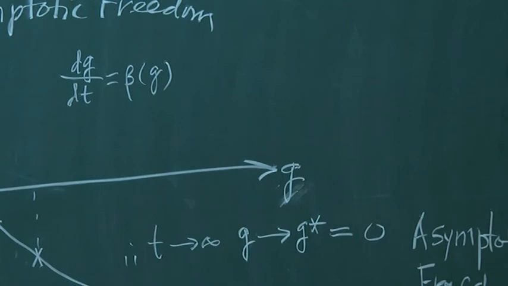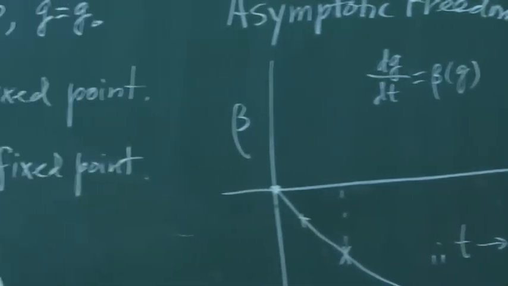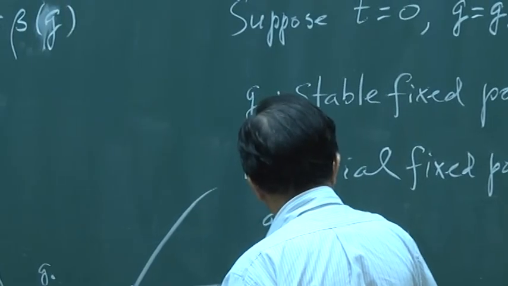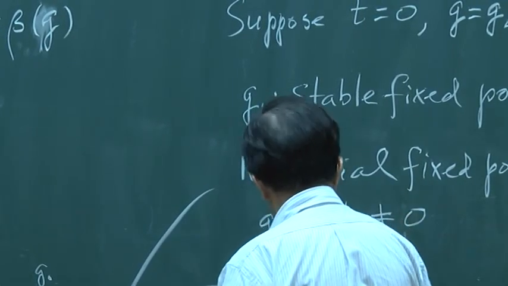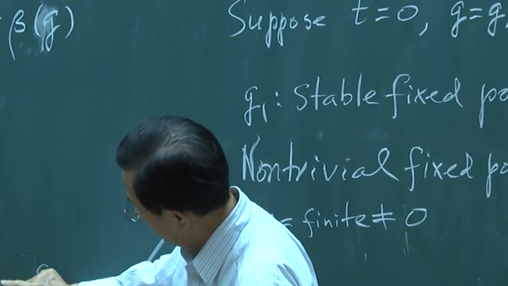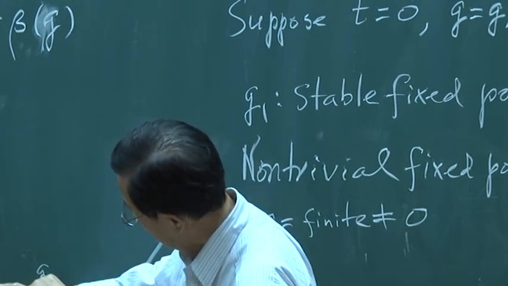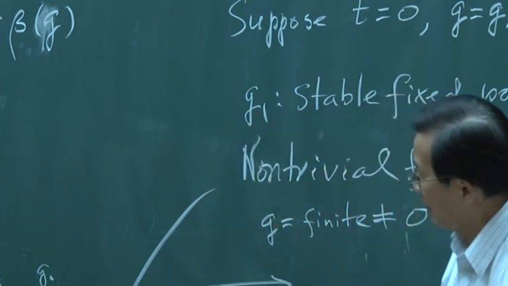On the other hand, in this case, this is called a non-trivial fixed point. Because it's not near zero, and it could be 5, 10, or I don't know. But anyway, it's because g is finite and not equal to zero. So in the neighborhood of this fixed point, you cannot apply perturbation theory to it.